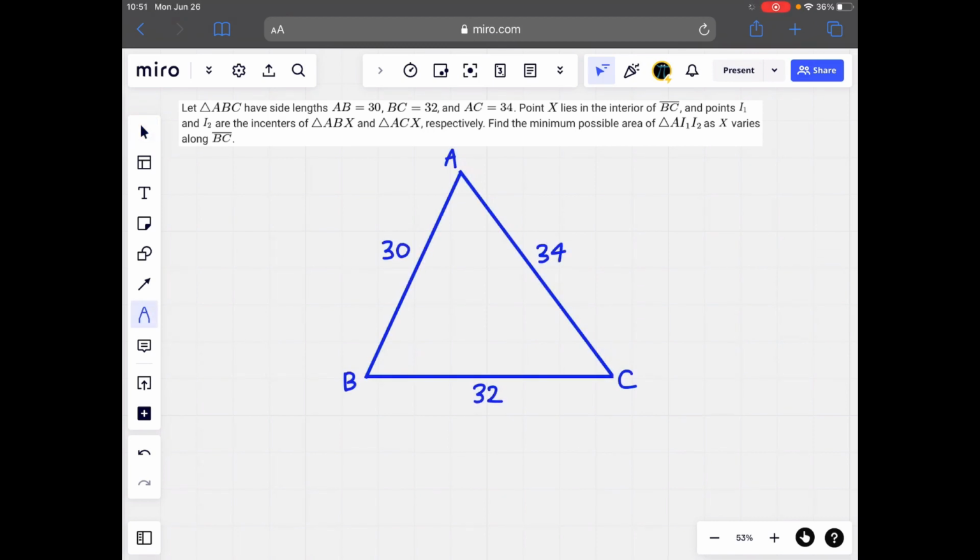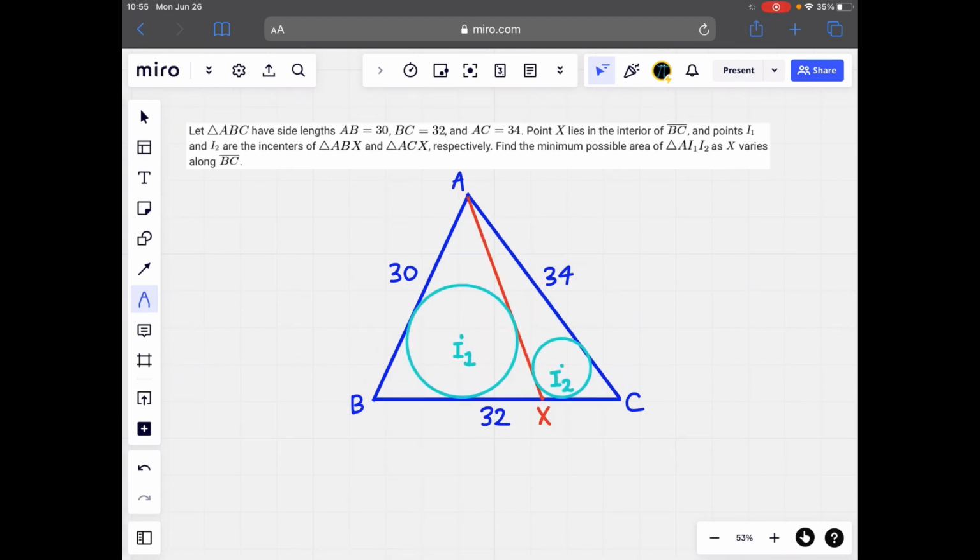This is triangle ABC, which has side lengths 30, 32, and 34. Point X lies somewhere on BC, and we have the incenters I1 and I2 of triangles ABX and ACX. We want to find the minimum possible area of triangle AI1I2 as X moves between the points B and C. We start by finding a way to generally express the area of triangle AI1I2.